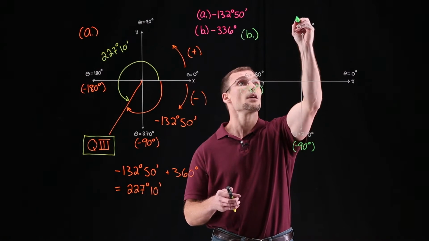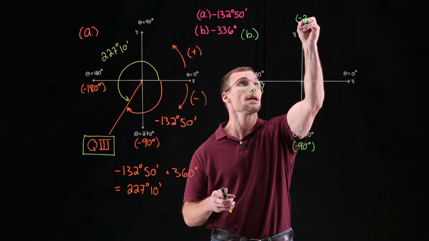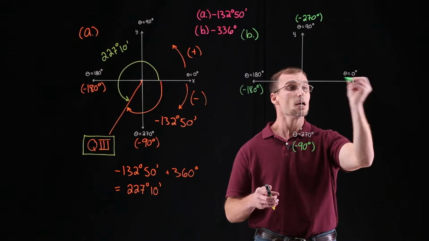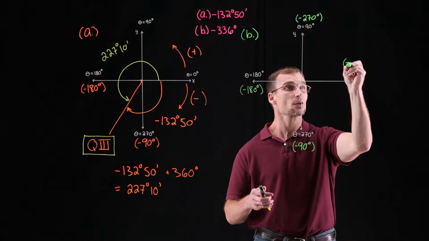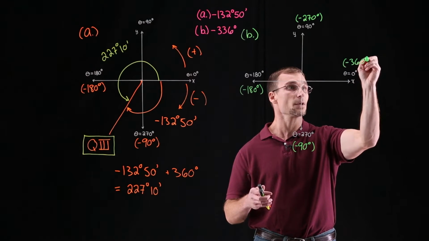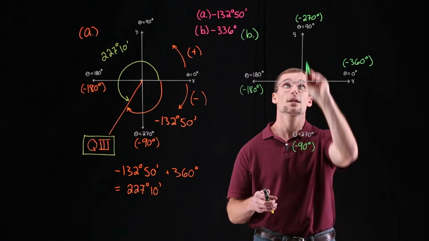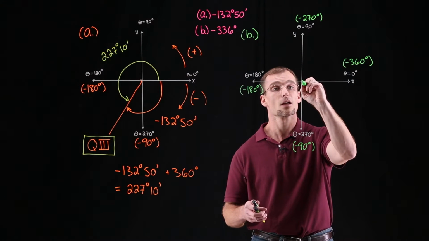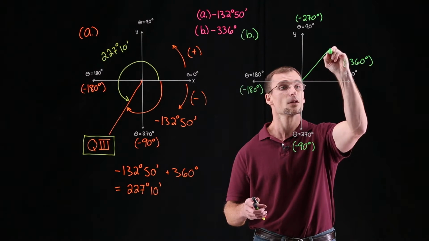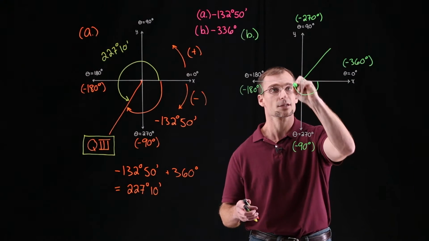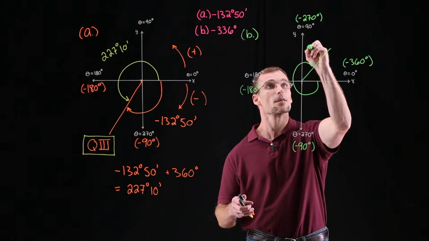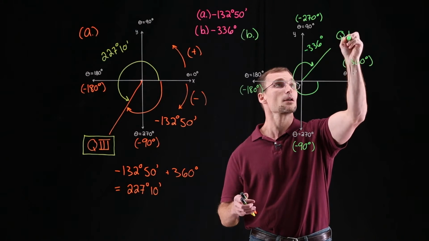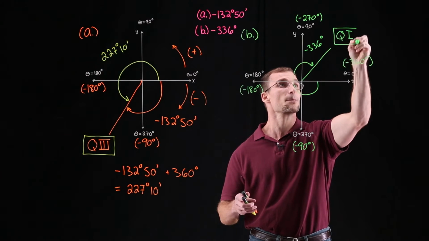Well, 90 degrees is coterminal with negative 270 degrees. Going a little more, theta equals 0 degrees is coterminal with negative 360. So it looks like our angle, negative 336 degrees, is between negative 270 and negative 360 degrees. So we are in quadrant 1.